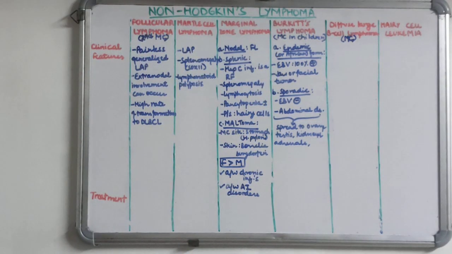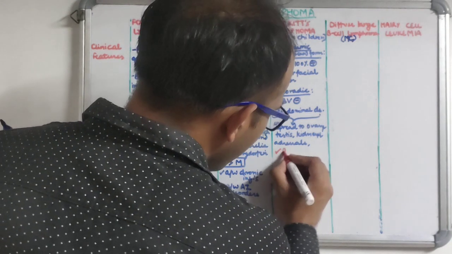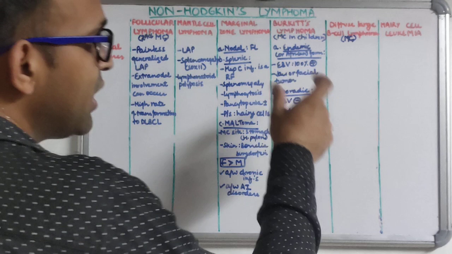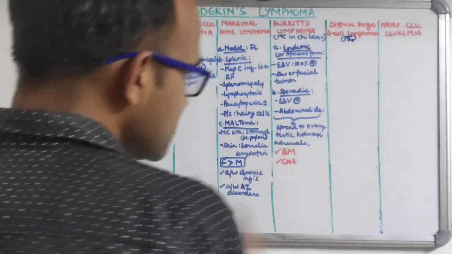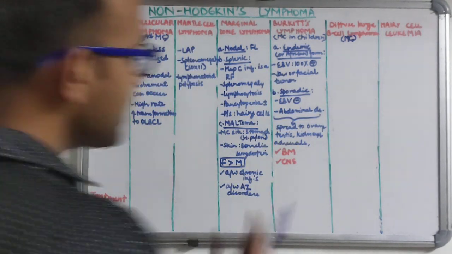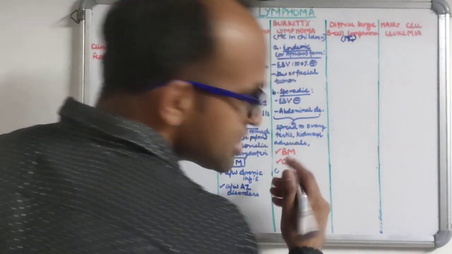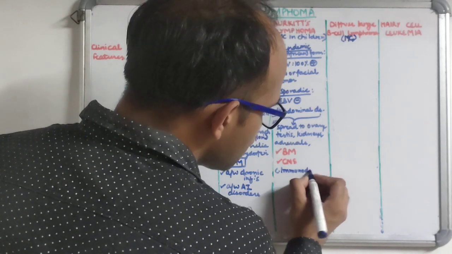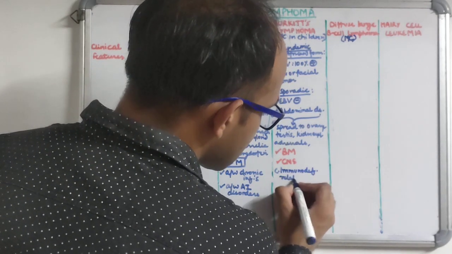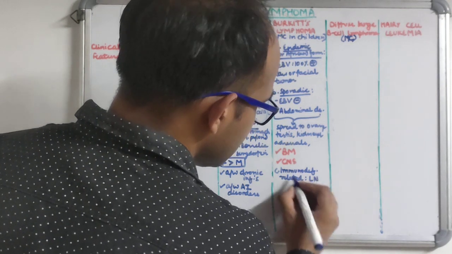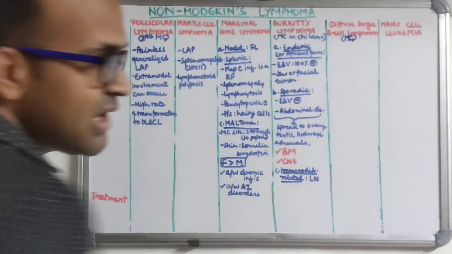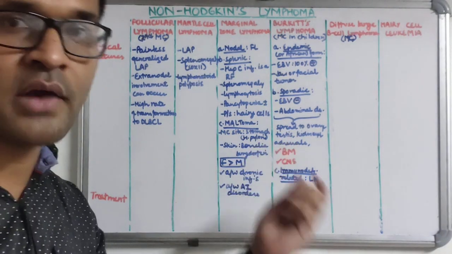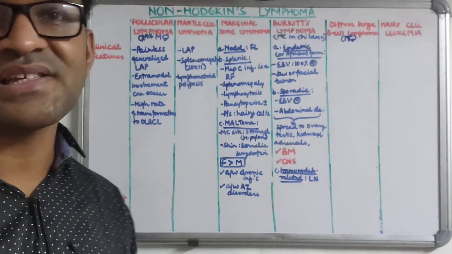So let me tell you that bone marrow and CNS involvement is very typical of this. Bone marrow and CNS involvement usually occurs only in Burkitt's and DLBCL. There is third variety which occurs in association with HIV or immunodeficiency. So immunodeficiency related, that usually involve lymph nodes, but that is an aggressive form. So because there is high rate of involvement of CNS and bone marrow, so CNS prophylaxis is mandatory in a patient of Burkitt's lymphoma.